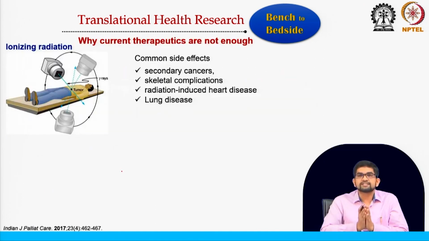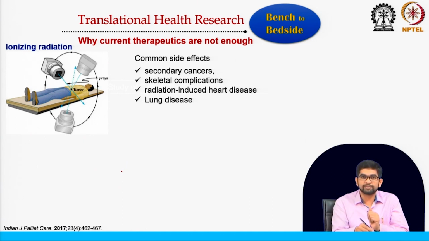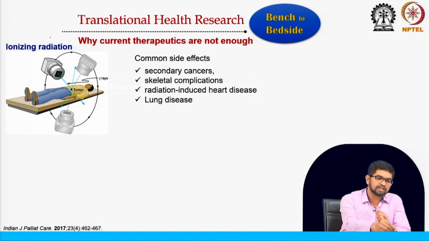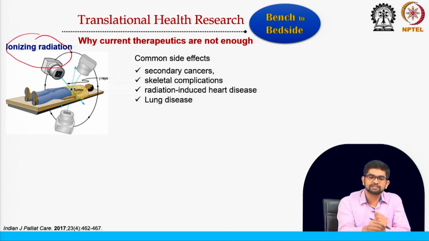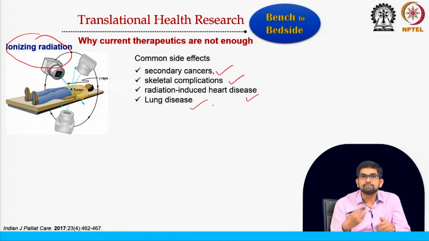So, why is translational health research needed? Because there are some current issues. Whatever we are developing in therapeutics or medicine, for example in cancer, we are using ionizing radiation, but there are some drawbacks. What kind of drawbacks? There can be secondary cancers, skeletal complications, radiation-induced heart disease, and lung disease. So, we have to improve the technique, right.